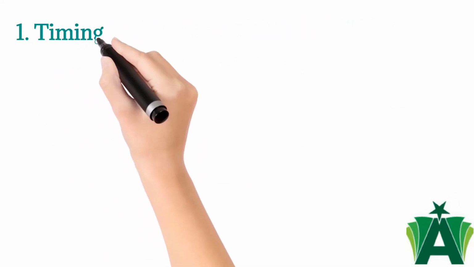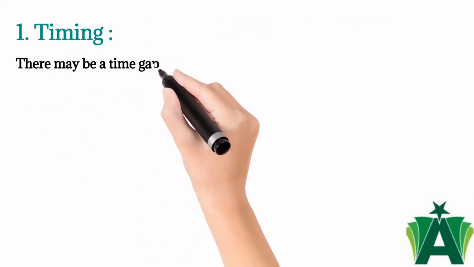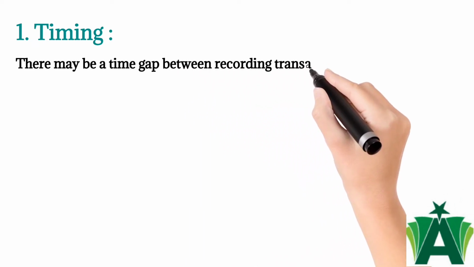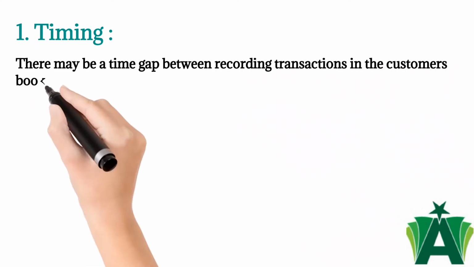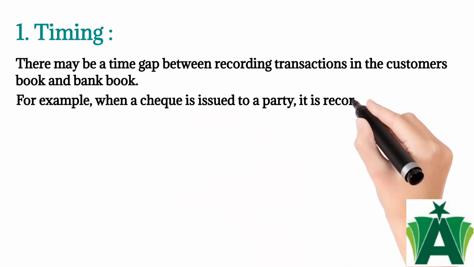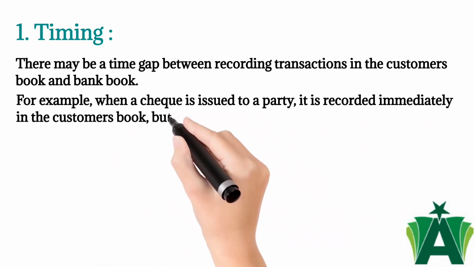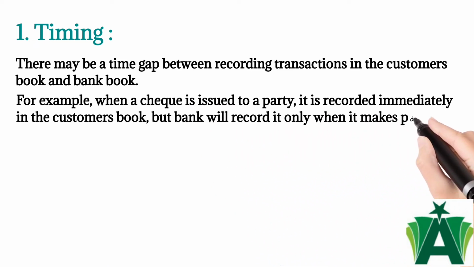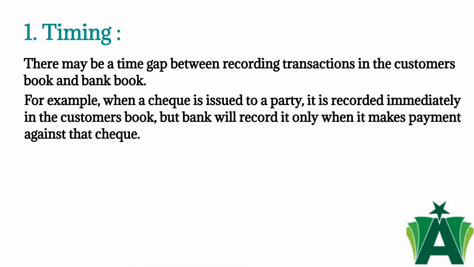Number 1, timing. There may be a time gap between recording transactions in the customer's book and bank book. For example, when a check is issued to a party, it is recorded immediately in the customer's book, but bank will record it only when it makes payment against that check.